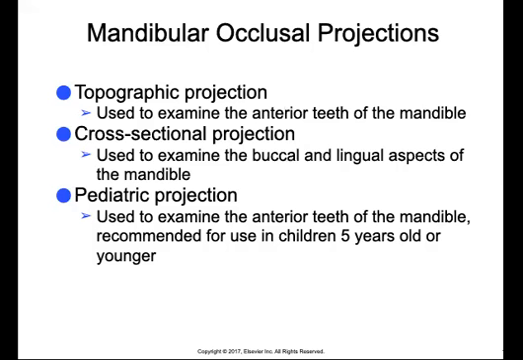The three mandibular occlusal projections that are commonly used are the topographic projection, which is used to examine the anterior teeth of the mandible; the cross-sectional projection, which is used to examine the buccal and lingual aspects of the mandible, and it can also be used to locate foreign bodies or salivary stones in the region of the floor of the mouth; and the pediatric projection, which is used to examine the anterior teeth of the mandible and is recommended for use in children 5 years or younger.